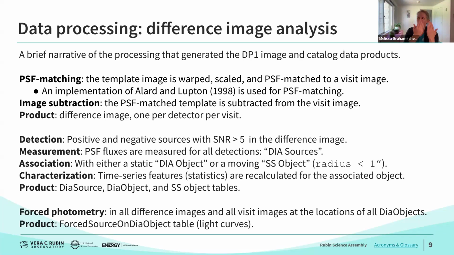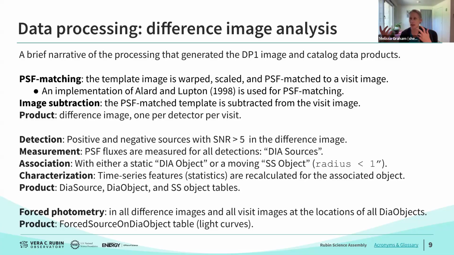Then once you have your warped, scaled, and PSF matched template image, you subtract it from the visit image and the product is a difference image. One difference image per detector per visit. All right, once we have the difference image, that's when source detection happens. Positive and negative sources with signal-to-noise ratio greater than 5 in the difference image are all detected. PSF fluxes are measured for all detections, and these become the DIA sources.